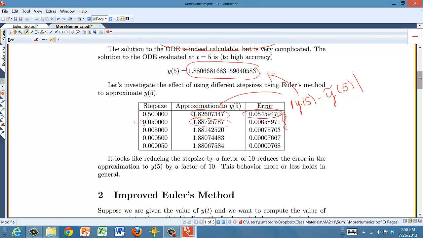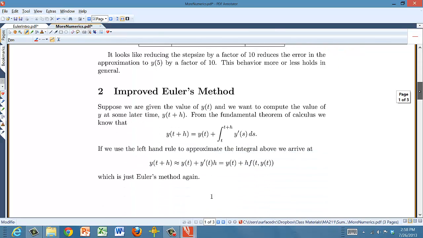Okay, let's go ahead and take a look at a different numerical method. It turns out there are all kinds of numerical methods in the world. I'm going to take a look at something called the improved Euler's method.